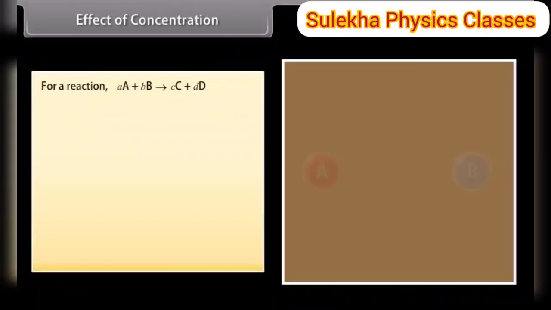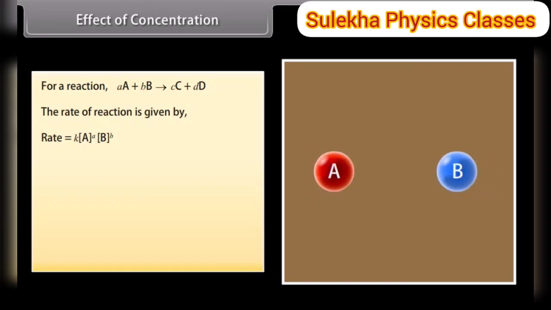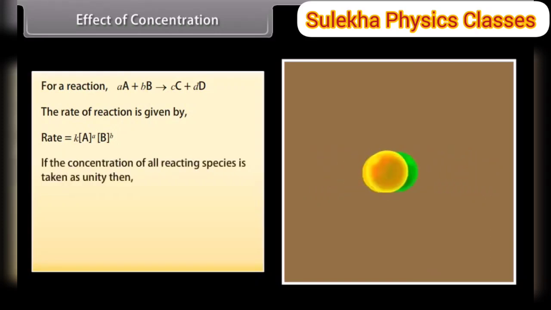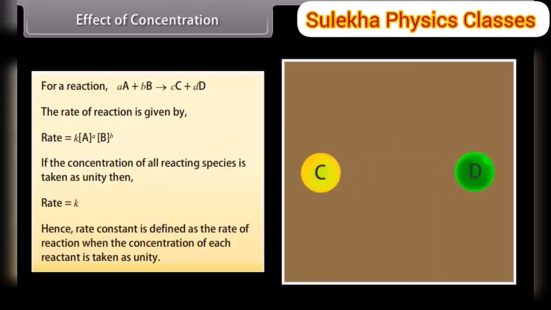For the given reaction, rate of a reaction is equal to the product of K, A raised to the power a, and B raised to the power b. If the concentration of all reacting species is taken as unity, then rate is equal to K. Hence, rate constant is defined as the rate of a reaction when the concentration of each reactant is taken as unity.